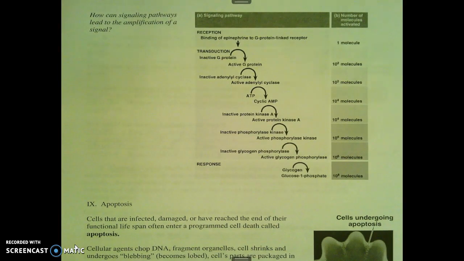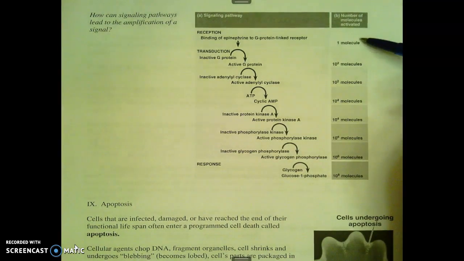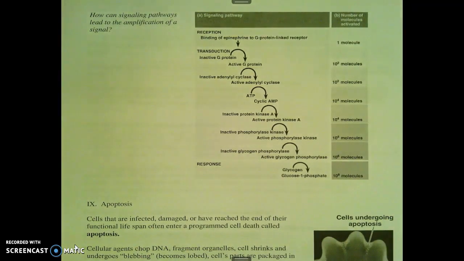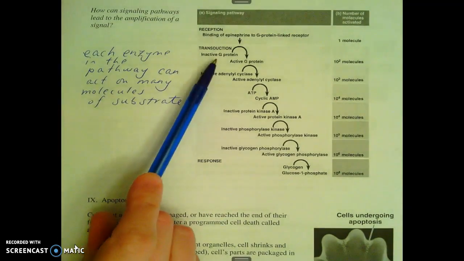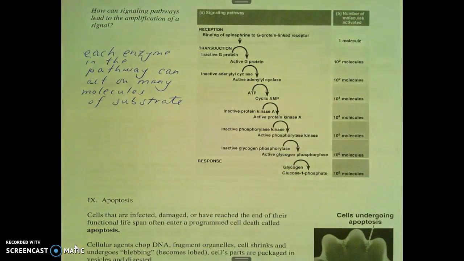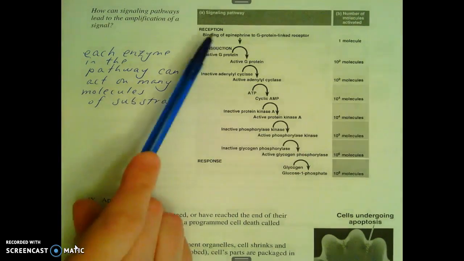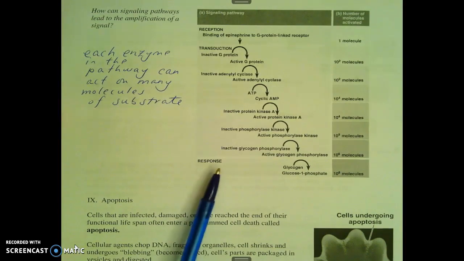Notice that each enzyme in the pathway can act on many molecules of the substance. It's not just one molecule. We're looking at exponentially more molecules, ultimately leading to this response where glycogen is broken into glucose. It's through this cascading transduction pathway, though, that the message gets louder. One signaling molecule brings about a whole bunch of cellular response.